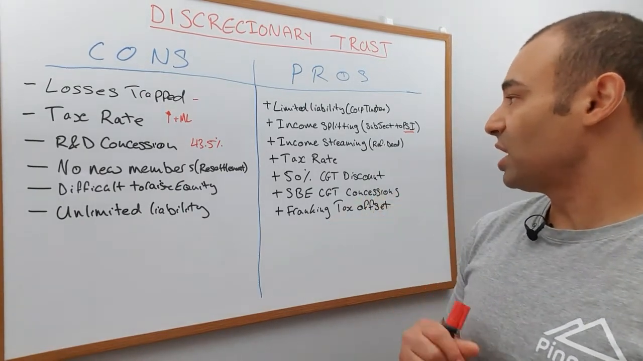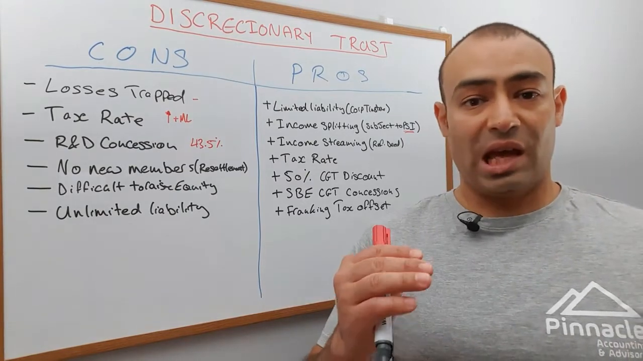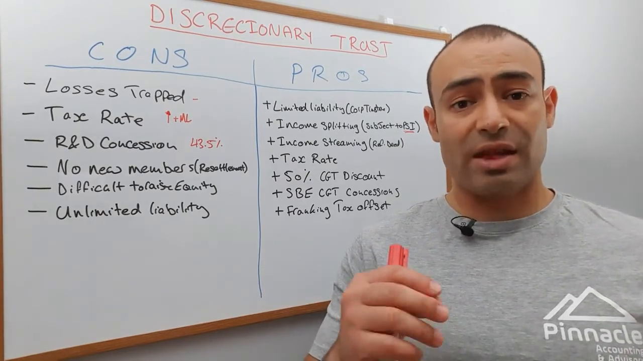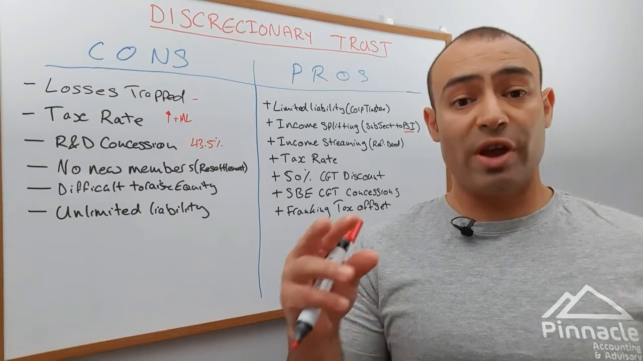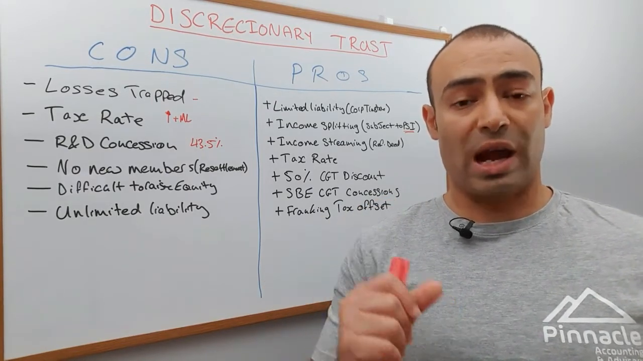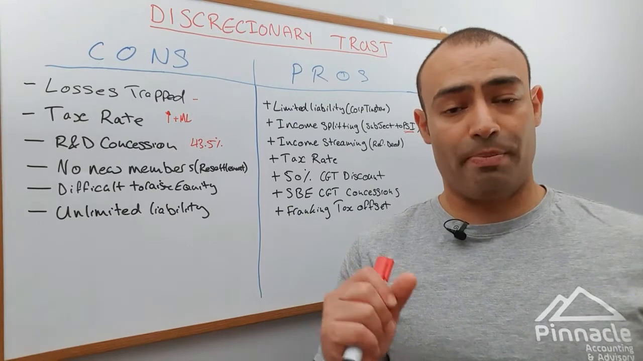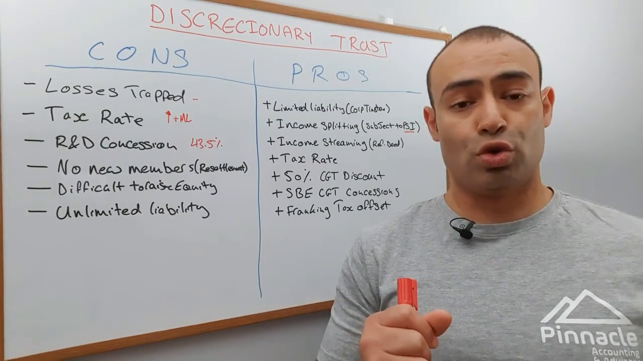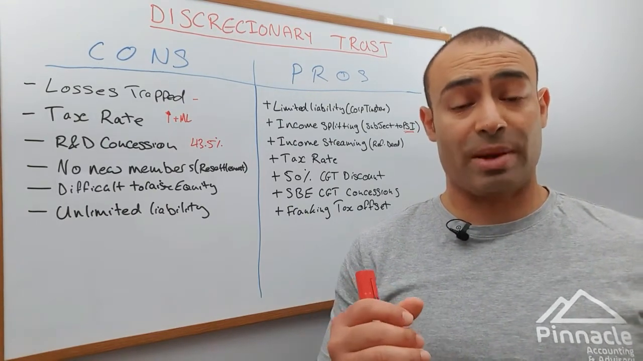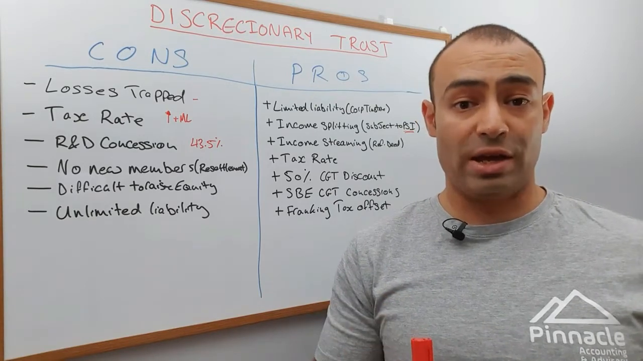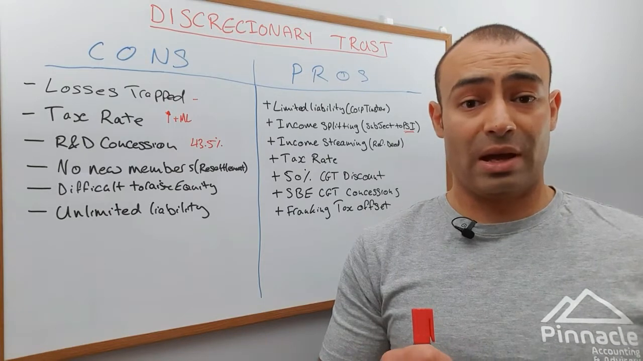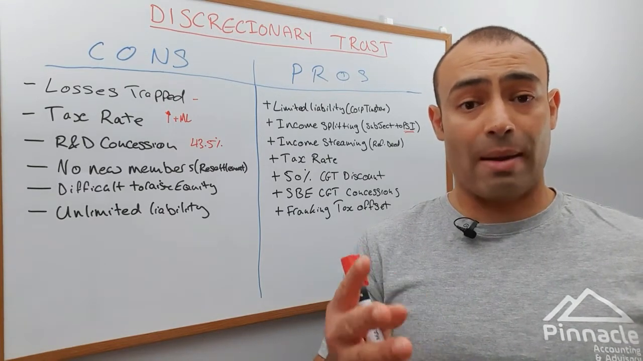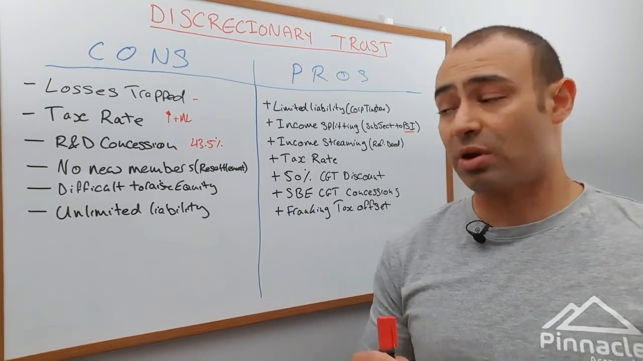The next one is income splitting. Income splitting means that you allocate various percentages of the profit to various entities. For example, you can allocate a profit to a company, to another person, to another trust, whether that be a discretionary trust or a unit trust. You can have a mix of distributions, okay?